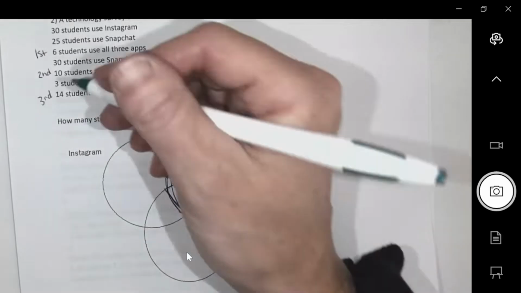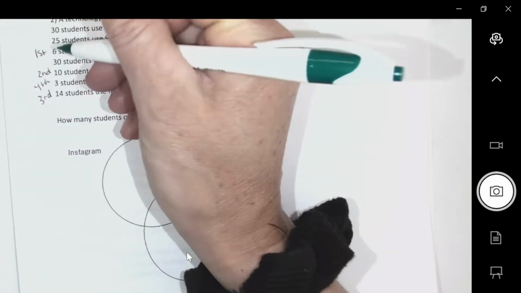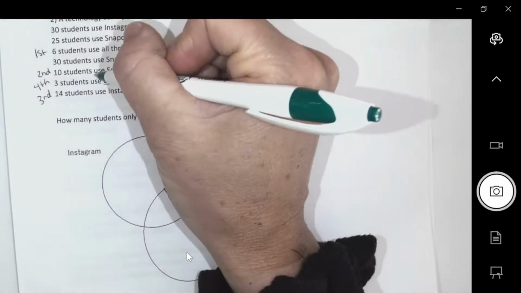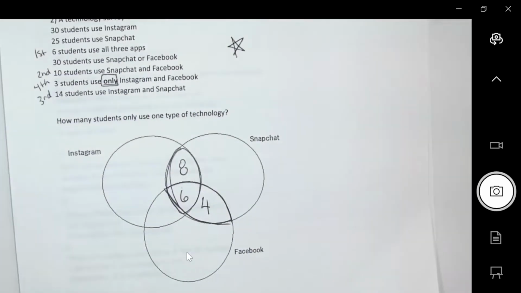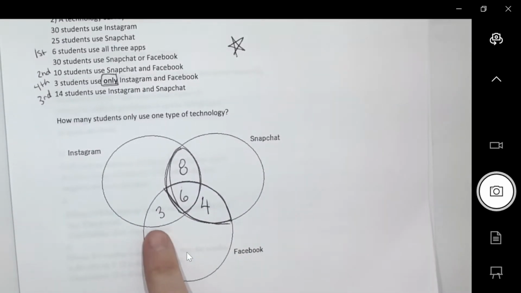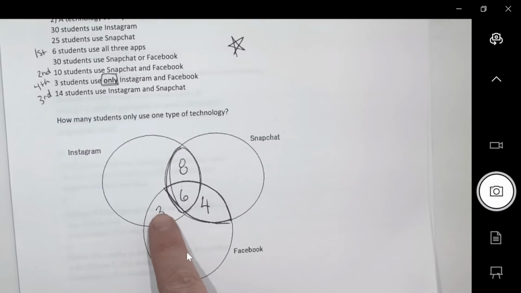Okay, let's do this one, 4th, the 3 students. Now this one is different. 3 students use only Instagram and Facebook. So what could I do on that one? Where it's only just those 2? Then that would just be 3. So you don't have to do a minus on that one because this says they're only doing those 2.